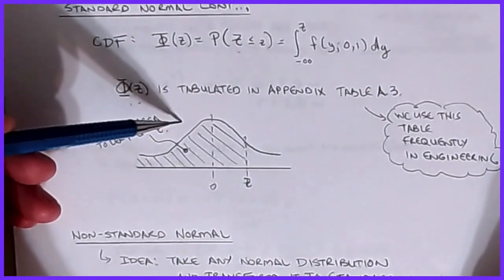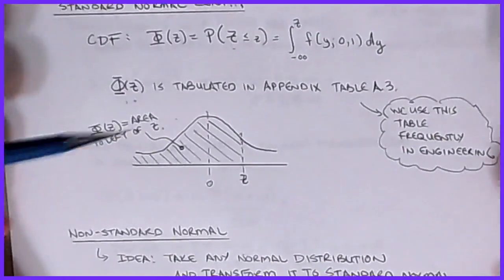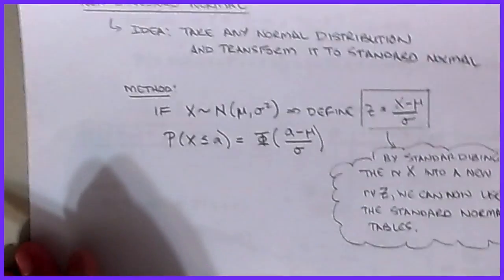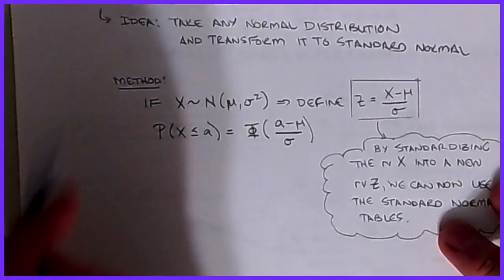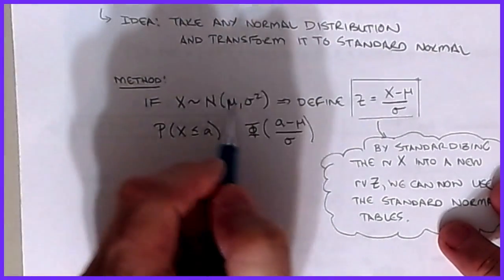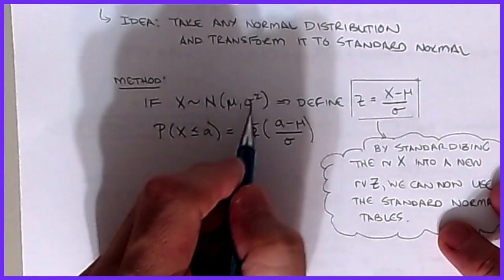Okay, and if I do that transformation, then we can use the standard normal tables in all circumstances. And so I'm going to show you what we're going to do. All right, so here's what we're going to do. Let's define my random variable x as being normally distributed with mu and sigma squared.